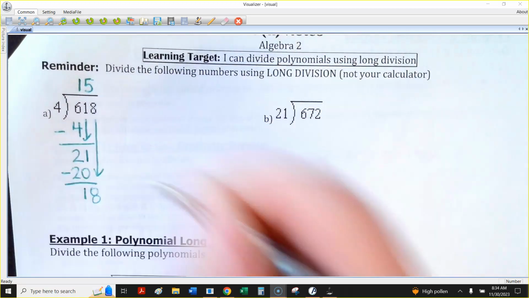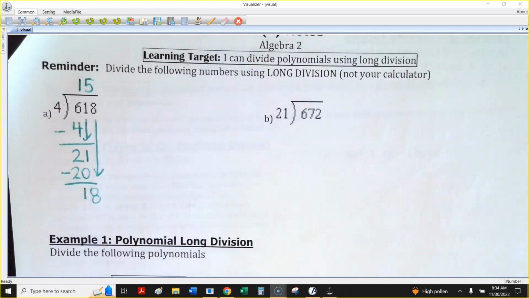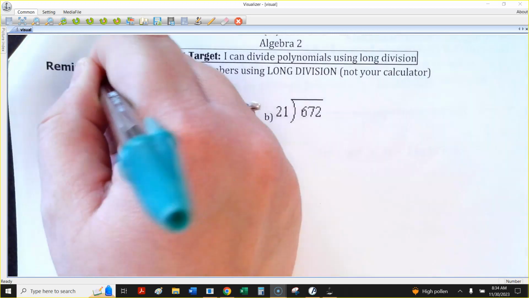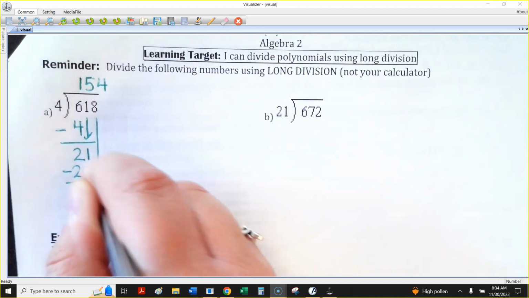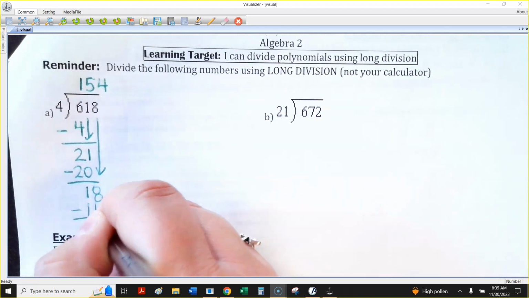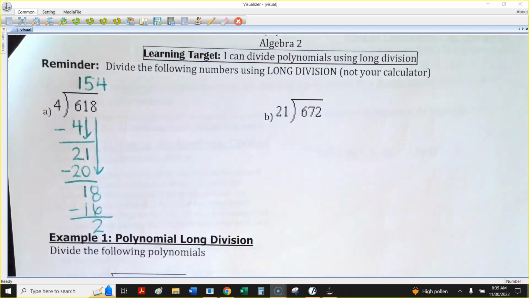Okay, and then I'm going to say to you, how many times does 4 go into 18? 4, right? Okay, so then you put the 4 up here. 4 times 4 is 16. And again, every time you do this, you subtract between these steps, so the leftover there would be 2.